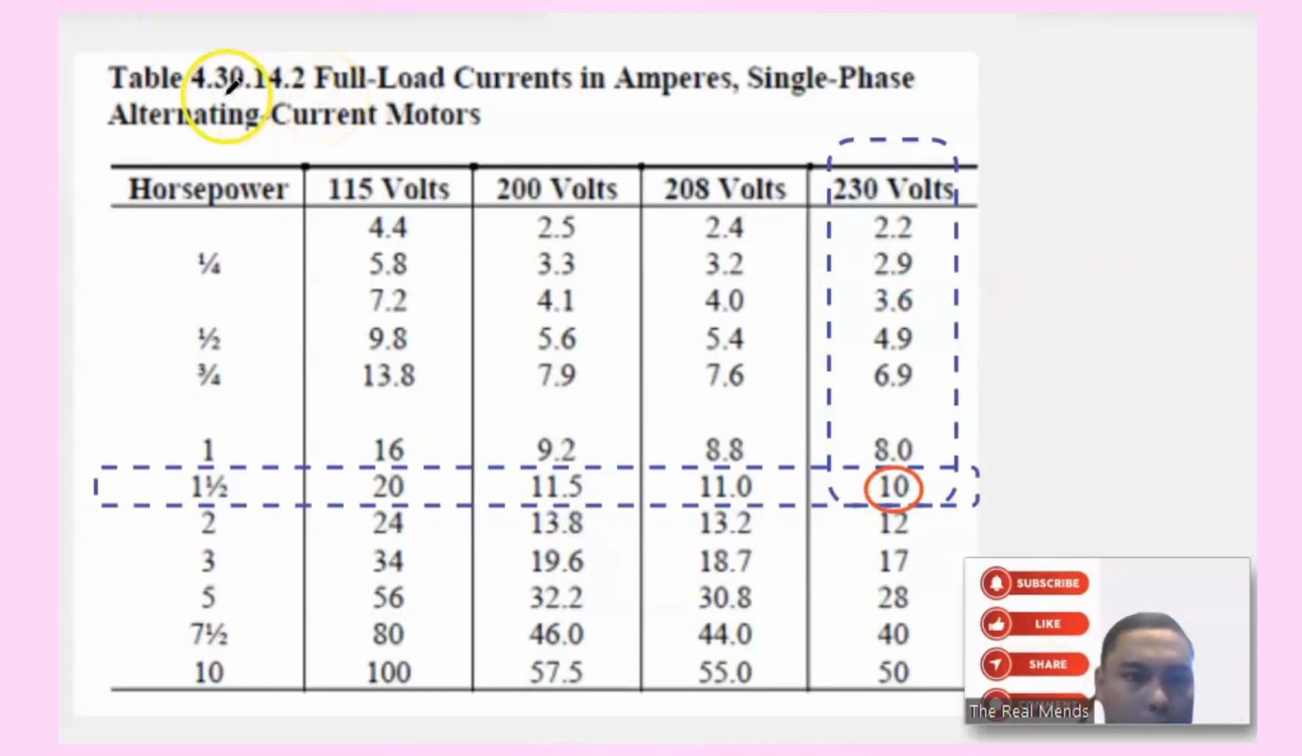From the table 4.30.14.2 for motor full load currents in amperes for single phase AC motors, our given is 1.5 HP and a 230 volt system. So to get the full load current in amperes, we have 10 amperes. Okay, so let's use this value.